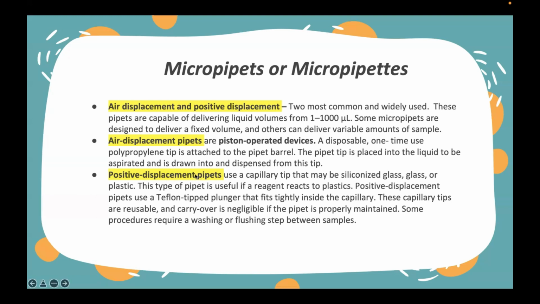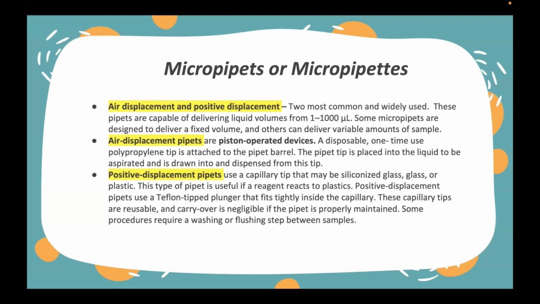Next, we have the positive displacement pipettes, which use a capillary tip that may be siliconized glass or plastic. Yung mga pinakita po natin sa lecture part, mga air displacement lang yon, kasi yung kanyang pinaka-pipette tips, ang material lang nagamit doon ay mga plastic. So sa positive displacement, siliconized glass or plastic, pwede po sila. This type of pipette is useful if a reagent reacts to plastic.